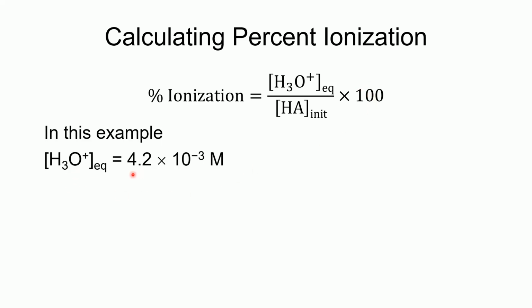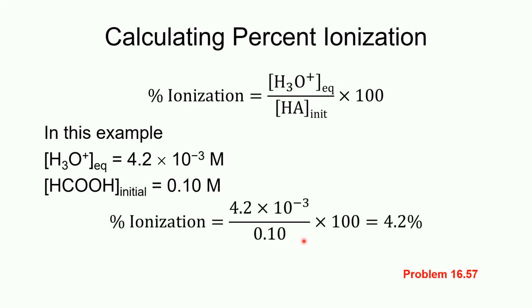When we put the numbers in, the equilibrium concentration of hydronium was 4.2 times 10 to the negative 3. Our initial concentration of the formic acid was 0.10. And when we put that into our formula, we'll get 4.2 times 10 to the negative 3 divided by 0.10 times 100, and we get 4.2%. That 4.2% indicates that 4.2% of our formic acid molecules are dissociated at any given time.